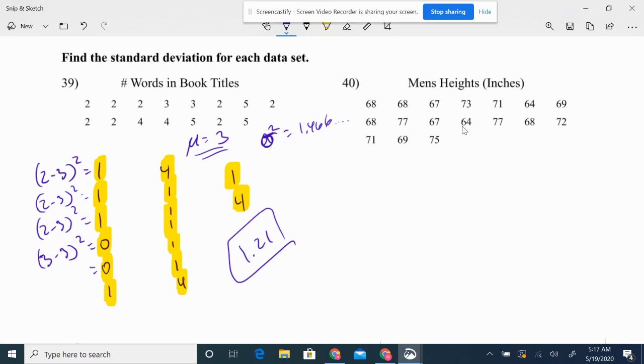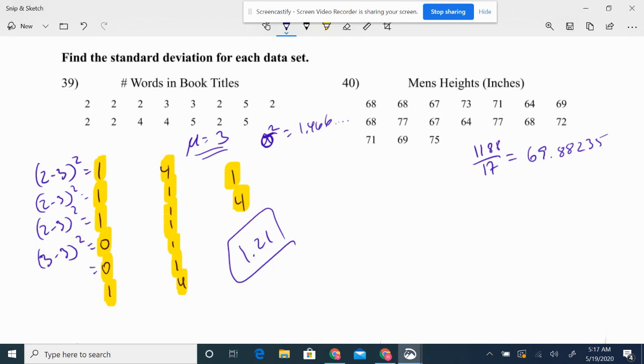I added all my numbers and it gave me 1188. So once again, I added all my numbers and I have 1188. I'm going to divide this by 17 because there's 17 of them. So I get that my average is, my calculator shows me 69.8825.